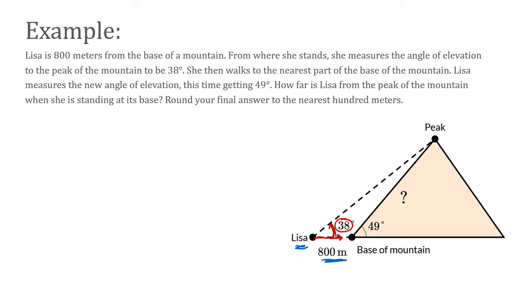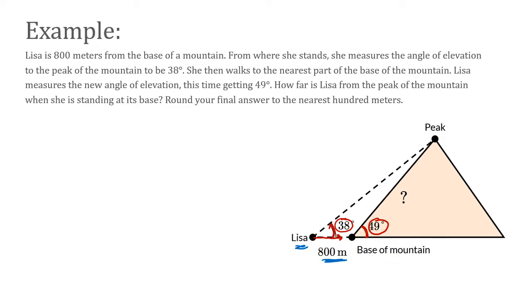She then walks to the nearest part of the base of the mountain. Lisa measures a new angle of elevation, this time getting 49 degrees. All right, so she moves in 800 meters to the base of the mountain. She looks up and measures that new angle of elevation as 49 degrees. The question is, how far is Lisa from the peak of the mountain when she is standing at the base?